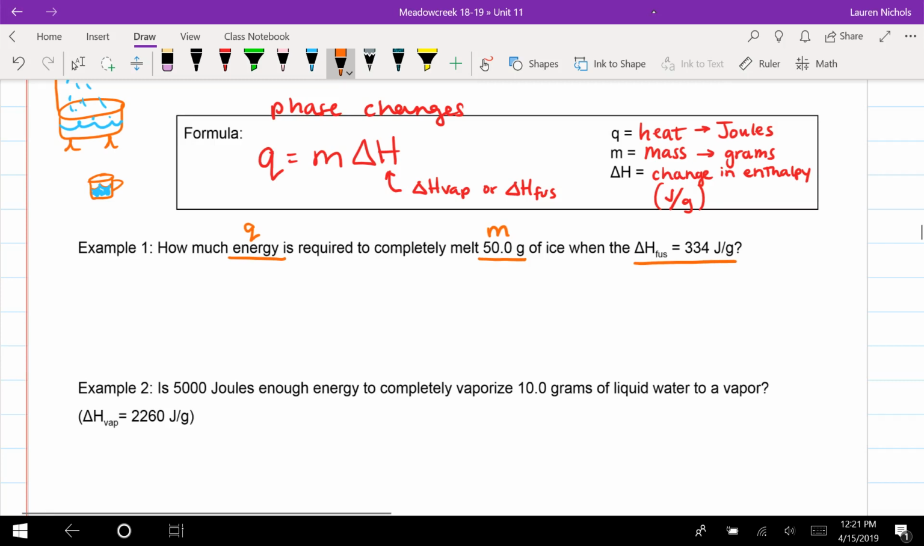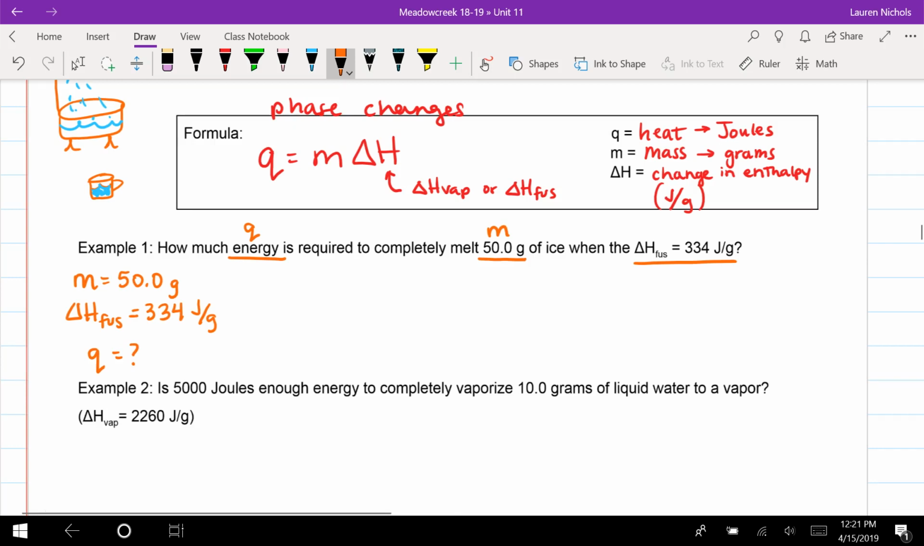So when we solve these kind of calculations, we first want to write down the numbers that we have with their appropriate labels. So our mass is 50.0 grams. Our delta H of fusion is equal to 334 joules per gram. And Q is what we're looking for. We don't know how much energy or heat is required.